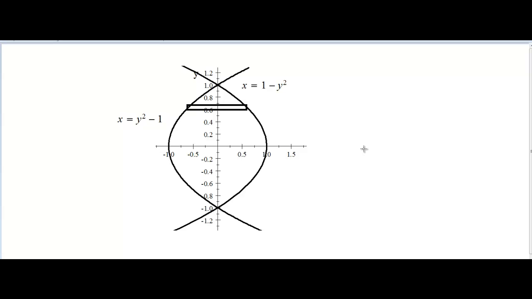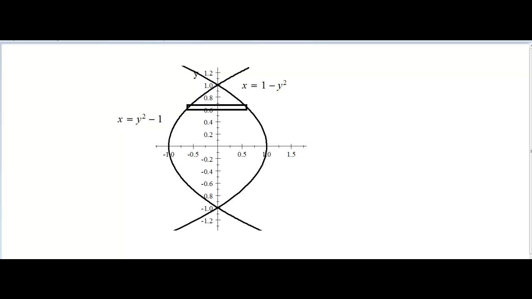The calculator is not going to do implicit graphs for you. So even though it's x equal to y squared minus 1 and 1 minus y squared, I have to treat that in that fashion. Now x goes from negative 1 to positive 1, and y goes from negative 1 to positive 1 as well.